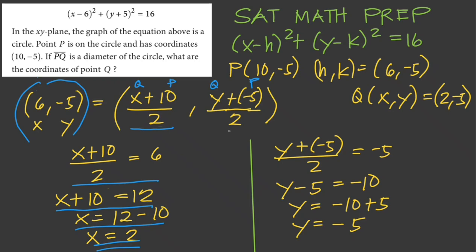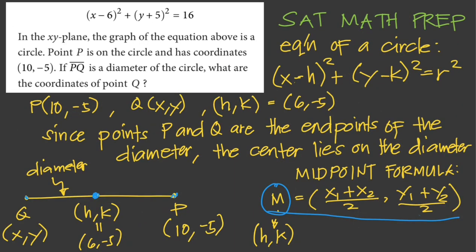and then the value of our x is equal to 2. And then to solve for the y coordinate of Q, we just equate this with the y coordinate of our midpoint, which is the center of the circle, that is equal to -5. So (y + -5)/2 is equal to -5. And solving for y, we get y = -5. So point Q is just (2, -5).